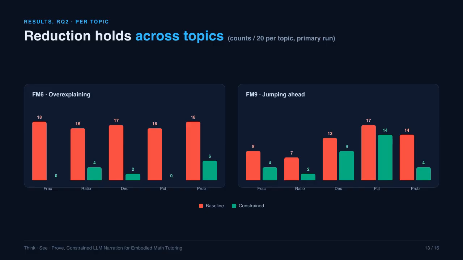On the right panel is jumping ahead per topic. Here the reduction is real, but noticeably less uniform. Fractions and probability both drop sharply. Percentages, however, are the hardest case, moving only from 17 to 14, and decimals are also stubborn. That's consistent with the earlier point. Those are the topics where the answer most naturally leaks through indirect, conversational phrasing that our detector undercounts. So the takeaway is that the framework's benefit is broad and robust across topics, but it is not perfectly identical everywhere, and the residual difficulty is concentrated where implicit answer disclosure is easiest.